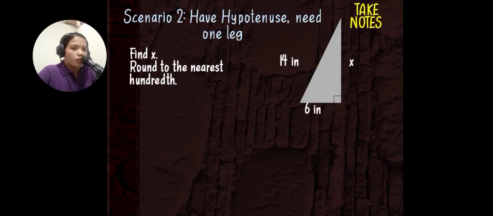Scenario number 2: we have the hypotenuse and need one leg. So find x, rounded to the nearest hundredth. We have here the hypotenuse already given and one side already given. So we need to find the other side, which is x. Take notes.